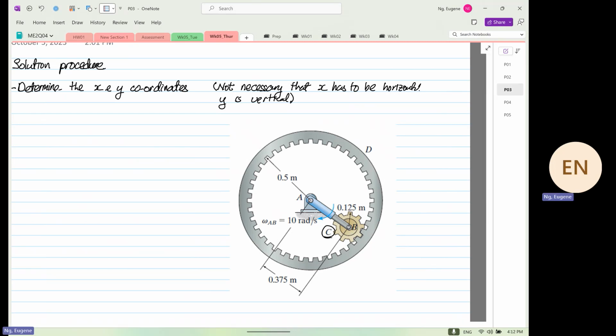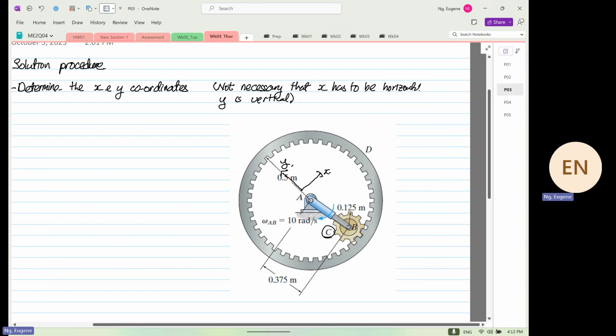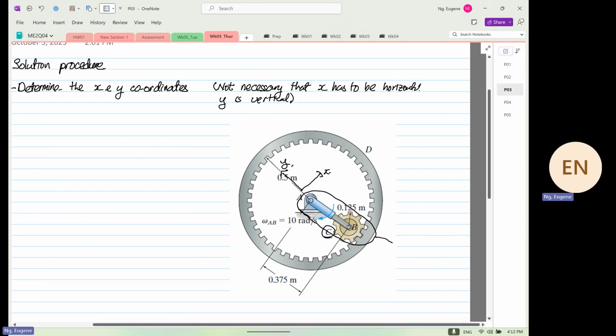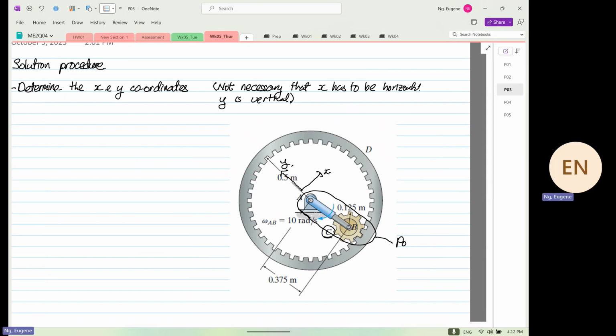To make things simple, we make our X and Y coordinate in this direction. So this will be our X and this is our Y, because over here, Y that direction is the point of the rigid body of interest. It will save you a lot of mathematical calculation.